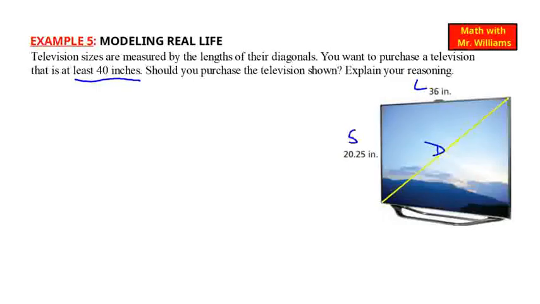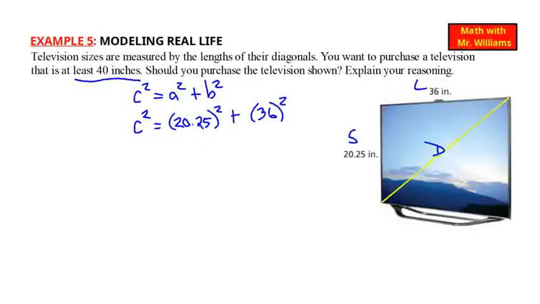Let's go ahead and write down our Pythagorean theorem. So we have c squared equals a squared plus b squared, and we know our c squared is going to equal the short side squared, so 20.25 squared plus our long side, which is 36 squared. So we have 20.25, and let's go ahead and square that. That'll get us quite the long decimal here, plus now we have 36 squared, which will get us 1,296.